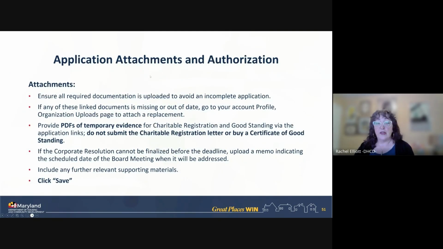The last page is application attachments and authorization. Here you'll see all of the documents that you uploaded in your organizational upload section. If you notice that any of them are missing or the link is wrong, go to your account profile, as we showed in the beginning, and make sure they're updated there. If you have a problem uploading a document, please send an email to NR System Support.